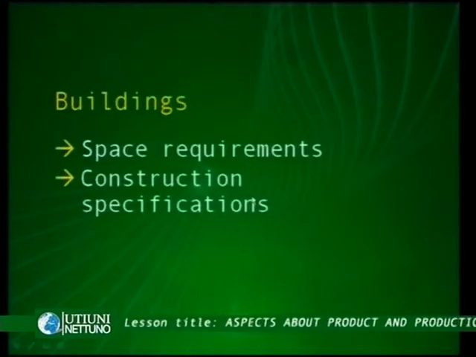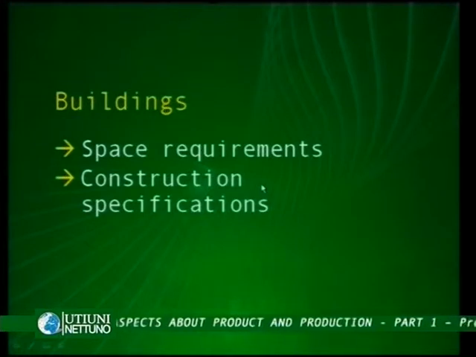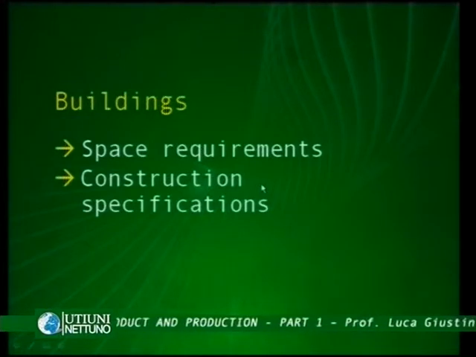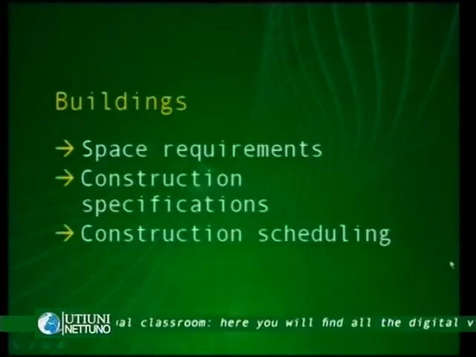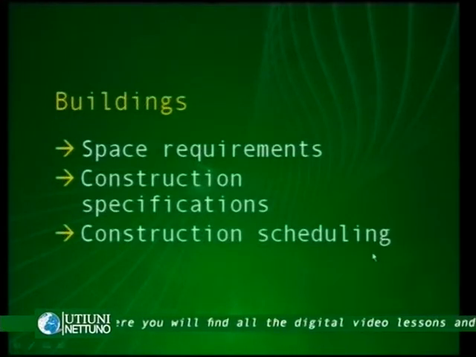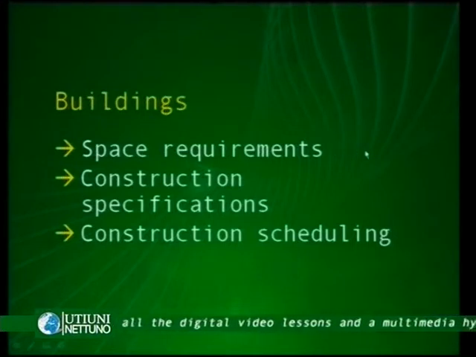Second, construction specifications. When it comes to construction specifications, it's both about the quality of the components for realizing the building and the physical characteristics and standards that we are referring to. So it's a very critical choice since it could impact in a very significant way on the cost of the investment, and it is also related to the sustainability of the investment itself over time. Then we have the construction scheduling. Once we have defined the space and we have defined the specifications, then we have to schedule the activities.